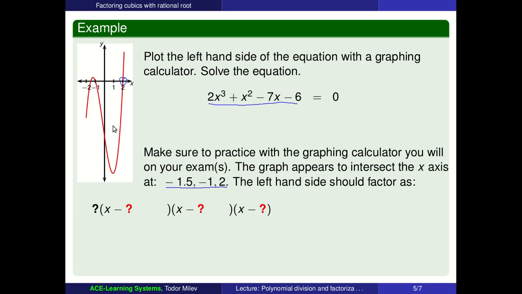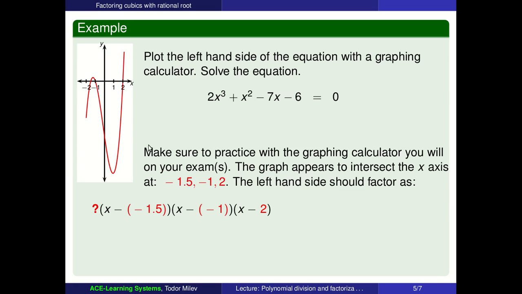Especially if you plot this on a small calculator screen, it is very possible that due to the size of the screen your eyes will deceive you, or that the scale of your calculator will not be fine enough. That may happen. So at the moment it seems that we have guessed the solutions correctly, but our eyes may be deceiving us. Anyways, provided that our eyes are not deceiving us, the left hand side should factor as well.